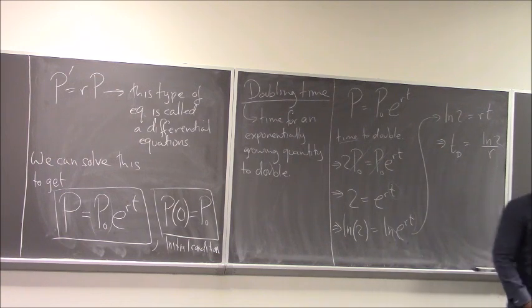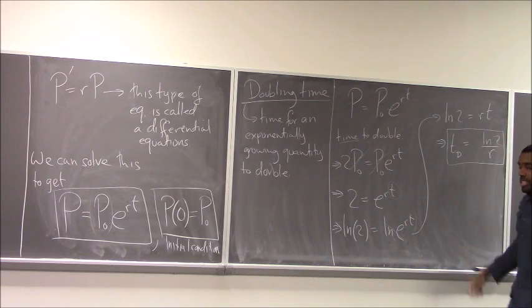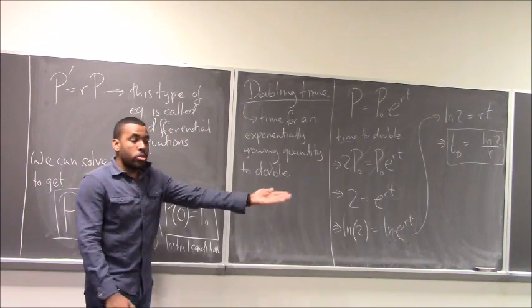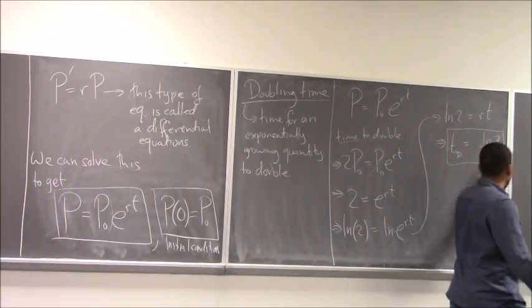Okay. But at this point, you can just have that memorized. The time to double is going to be this. So if I tell you something is growing exponentially, and this is the percentage by which it's growing, how long before it doubles in size, that would be the answer. You take ln2 divided by the percentage.